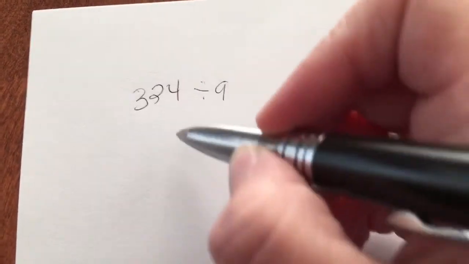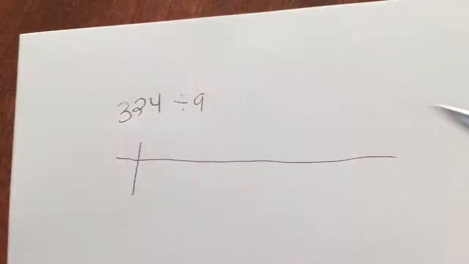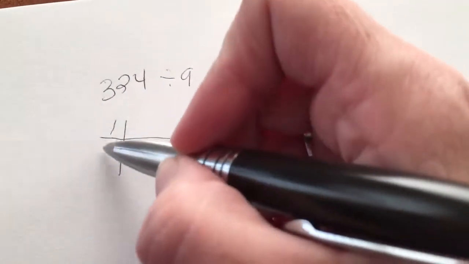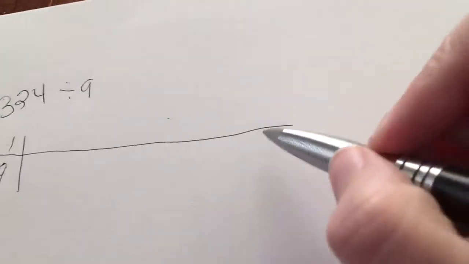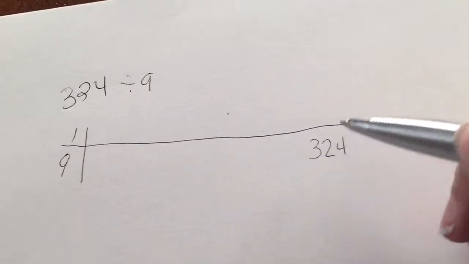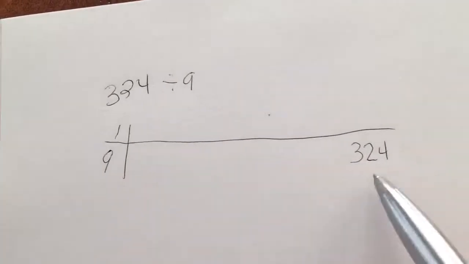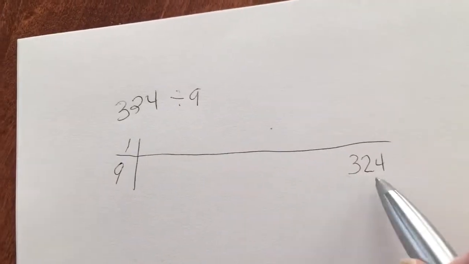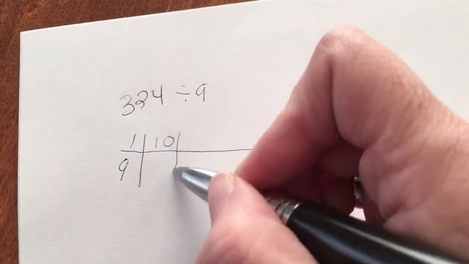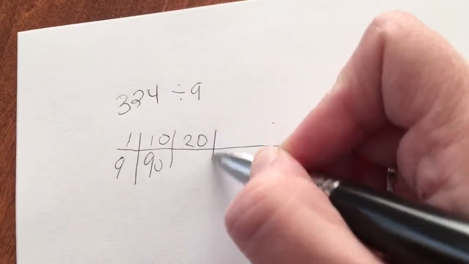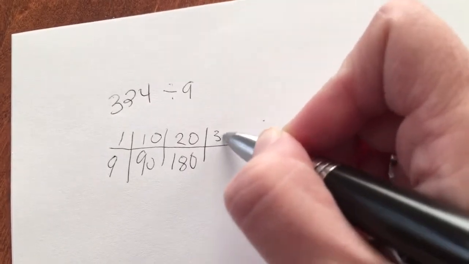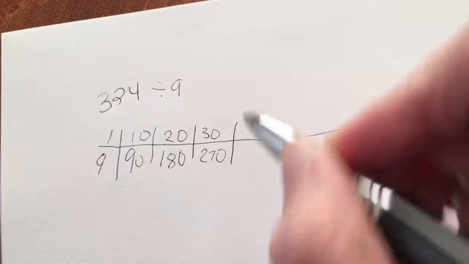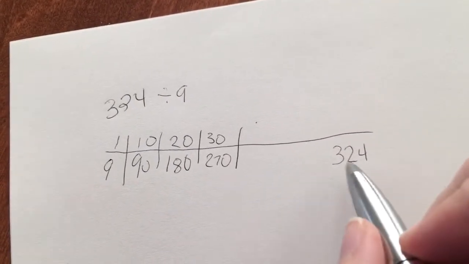Okay, so the problem was 324 divided by 9. So what we do is we set up a ratio table, I call it, and you're counting by 9s, 1 and 9, and we're going to count up to 324. So we're thinking about big chunks, and I ask them, what will get me close to that number? So you think 10 9s would be 90, 20 9s would be 180, and I keep on going. 30 9s would be 270, and then 40 would be 360, and that would be too many.